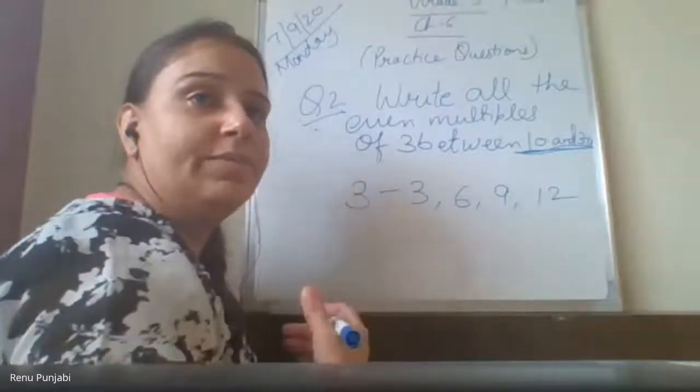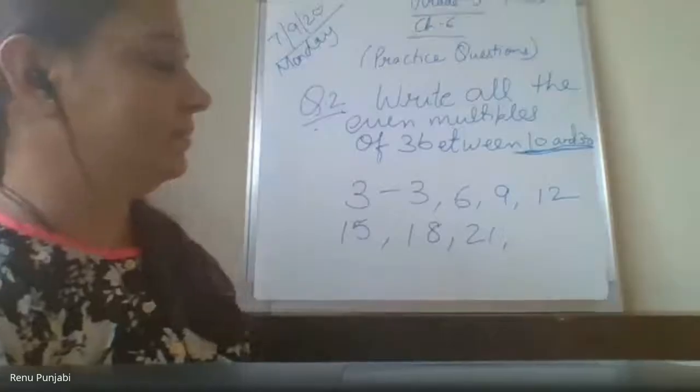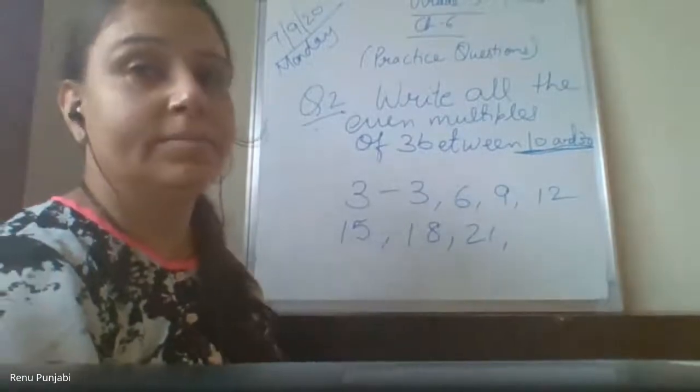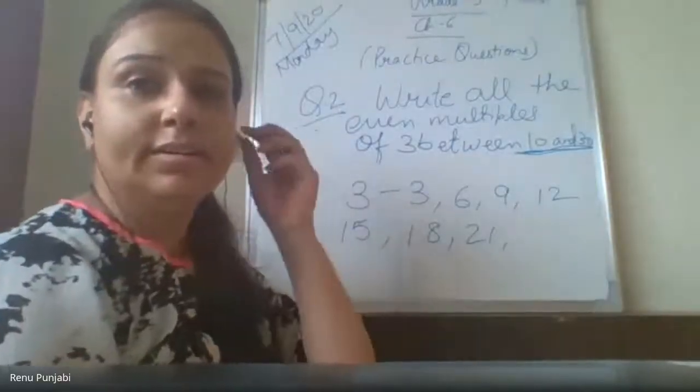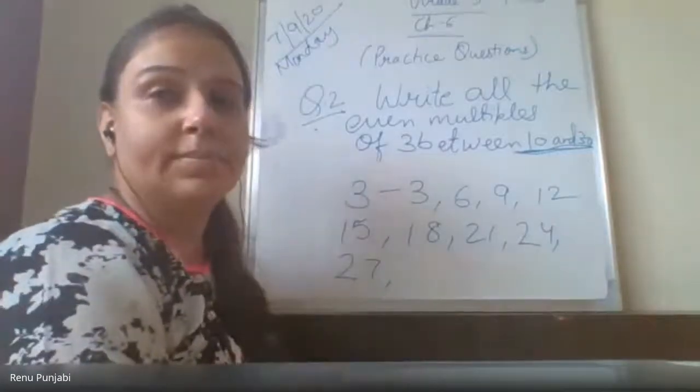3 ones are 3, 3 twos are 6, 3 threes are 9, 3 fours are 12, 3 fives are 15, 3 sixes are 18, 3 sevens are 21, 3 eights are 24, 3 nines are 27, and 3 tens are 30.